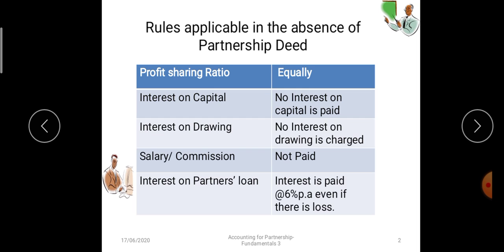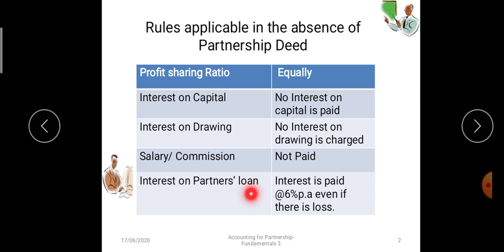Then the next point, salary or commission payable to partners. If the partners have not entered into any agreement, that means written agreement is not there, or the question is silent regarding salary or commission payable to partners, then salary and commission is not paid to the partners in the absence of partnership deed.